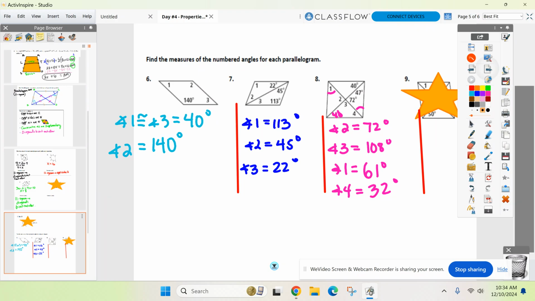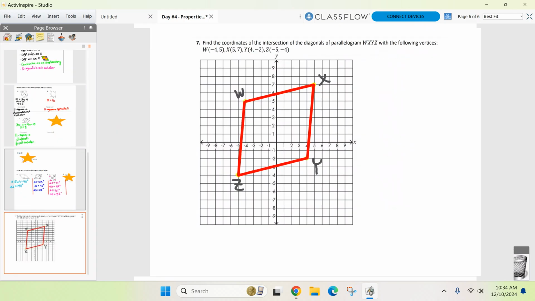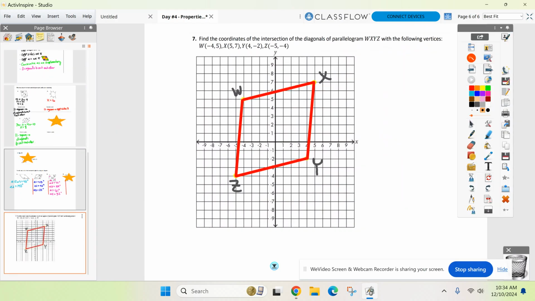All right, let's do it. Some of you have done it, some of you have not, so I'll give everyone time right now. Please graph parallelogram WXYZ. You'll have to do this tonight. That's why I provided graph paper. And another problem you'll have to graph as well.